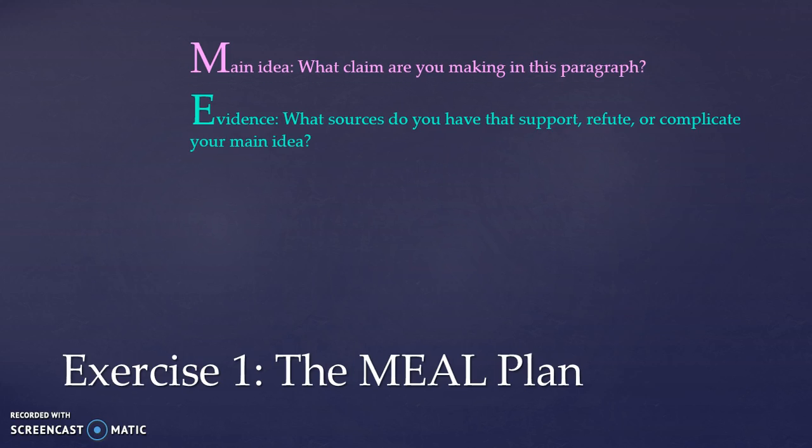The E in MEAL stands for evidence, and evidence is whatever sources you have that support, refute, or complicate your main idea. In CIE, your evidence a lot is quotations and paraphrases from the CIE texts, and sometimes it is also observations from your own experience. Depending on your assignment and your professor, evidence can be any of those things. But your main idea will only be convincing if you give some evidence to back you up.